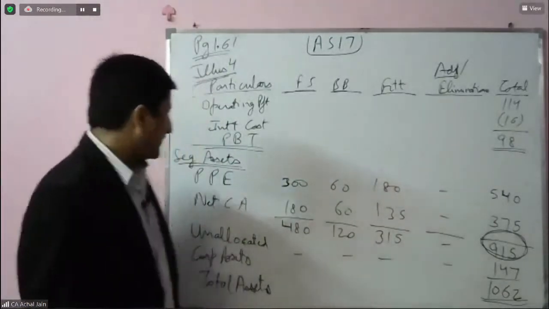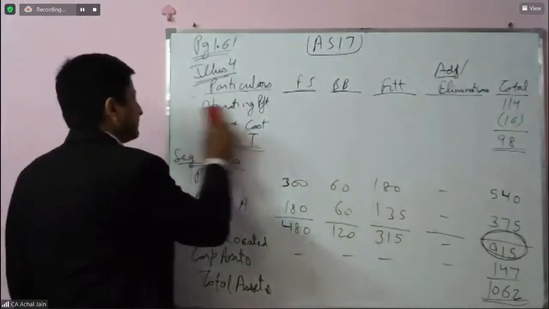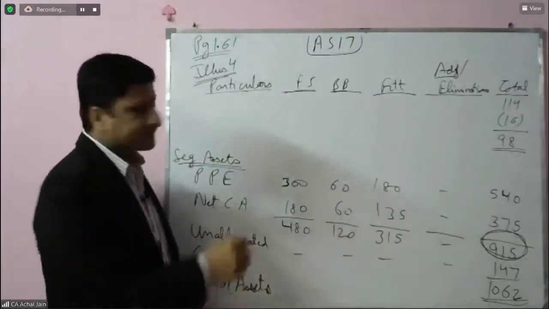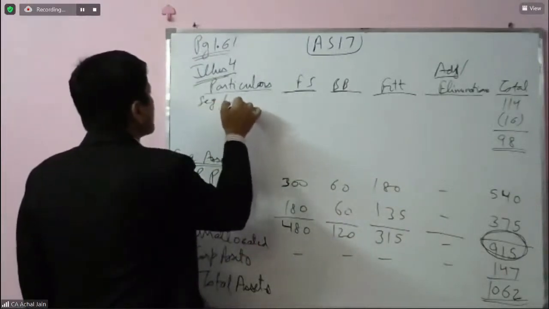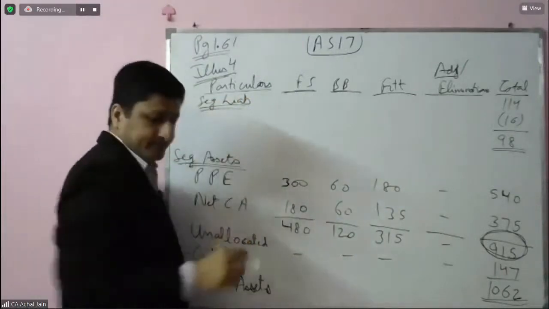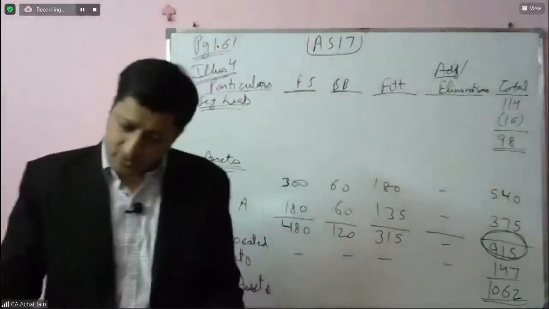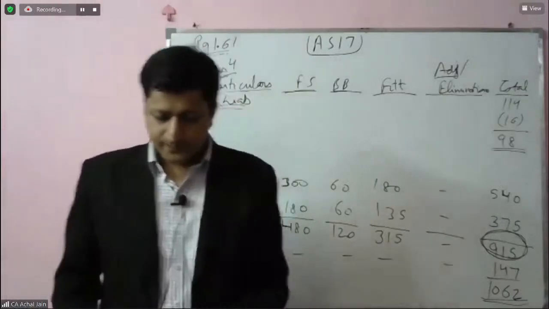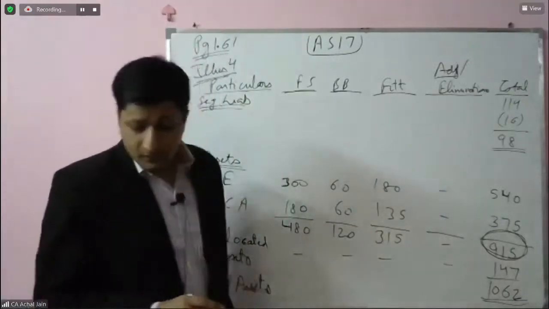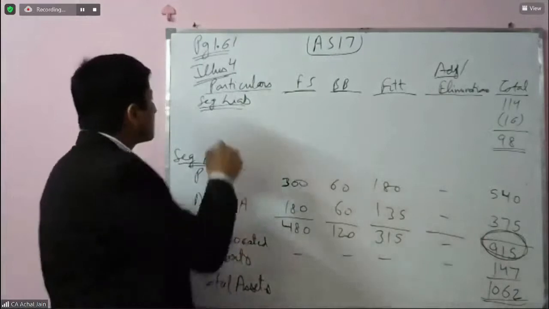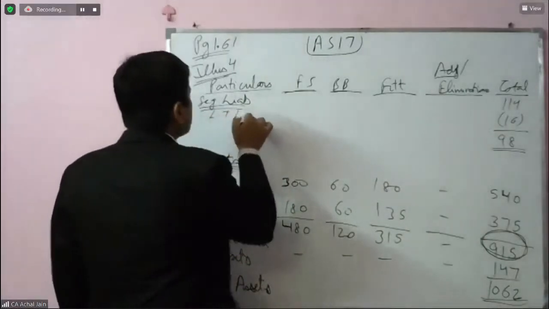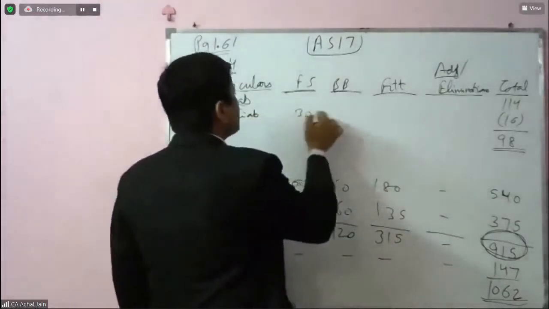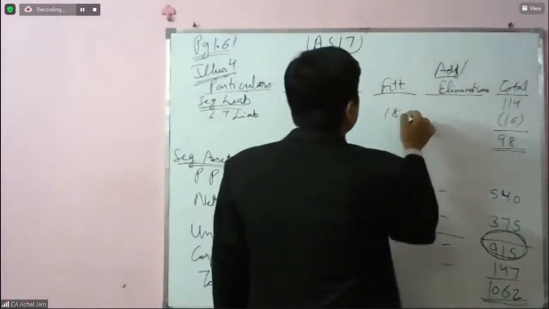Now moving on to the segment liabilities. Segment liabilities. In relation to segment liabilities, we have got long-term liabilities. Long-term liabilities. 30, 15, 1.